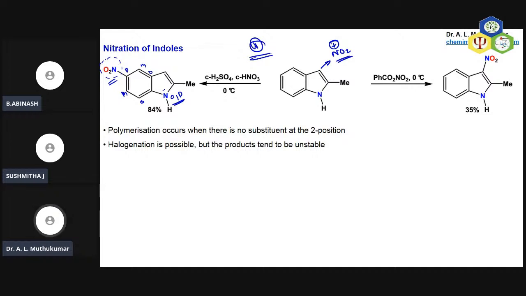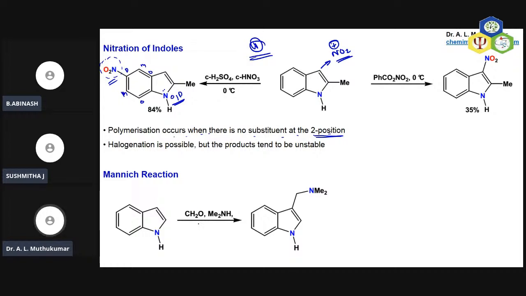Now what is happening here is that polymerization occurs when there is no substituent at the C2 position. That means it is highly reactive in nature. So if you don't protect the C2 position, the polymerization reaction will take place. Okay, fine. So the next example is the Mannich reaction. We know already that the reaction of formaldehyde and a secondary amine will provide you an iminium ion, which is known as the Mannich base.